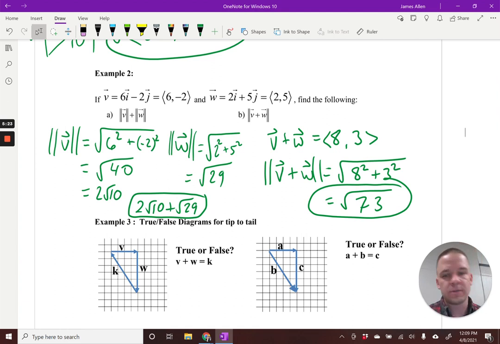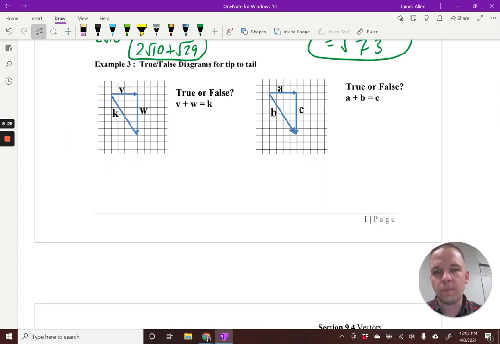Now we got some graphs, a little bit of true false. With these, it's very important to pay attention to the arrows, the direction that these are going, because the direction matters. All right, true false. Is V plus W, notice they're bold, so we don't need the little arrow over it, equal to K?